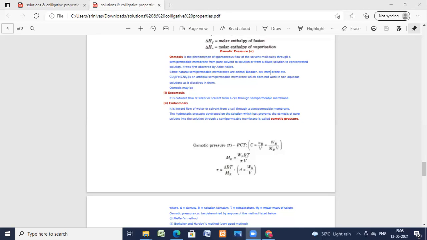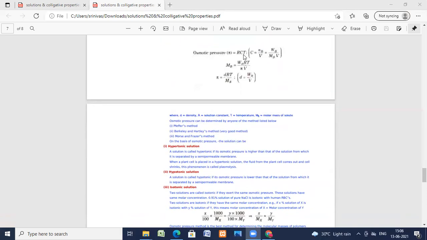Next, what is osmotic pressure? The hydrostatic pressure developed on the solution, which prevents the osmosis of pure solvent into the solution through a semi-permeable membrane, is called osmotic pressure. It is the hydrostatic pressure developed on the solution to prevent osmosis from low concentration to high concentration. It is denoted by pi, and pi is equal to CRT.